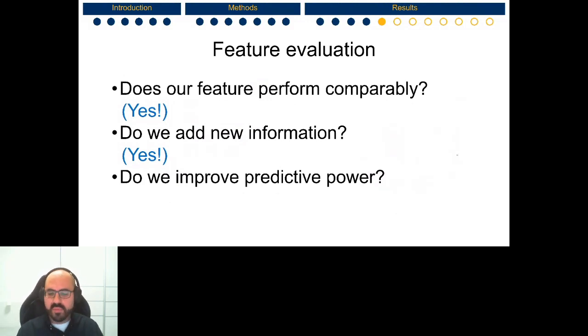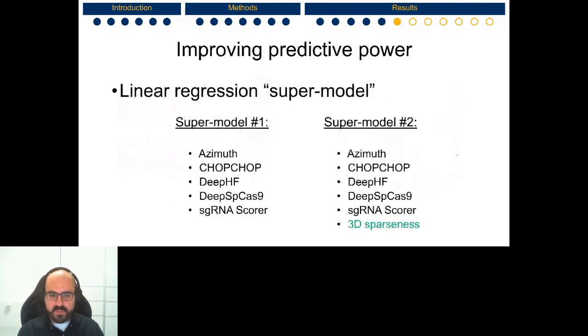Next, we wanted to see if we can improve the predictive power for CRISPR efficiency. And we did that in the following way. We trained two linear regression supermodels, where each supermodel includes the existing models I talked about. The first supermodel simply includes as features these 5 models, and the features are just the predictions of these models. And for the second one, we added a 3D feature, but it is otherwise the same. And we wanted to see if the second supermodel is significantly better than the first one.